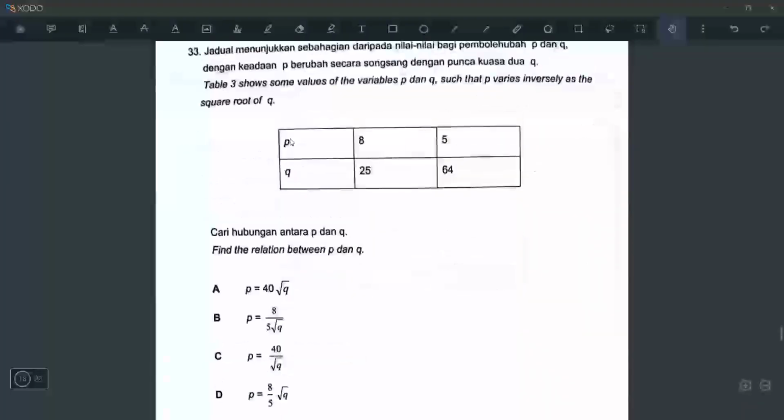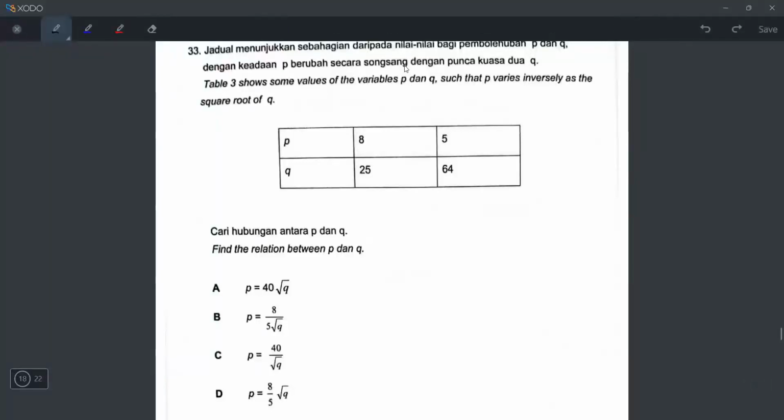Okay, let's go, 33. Table 3 shows some values of the variables P and Q. This is a variation question. So they say P varies inversely as square root of Q. So inversely means atas dengan bawah. So P, this is the variation symbol, inversely as square root of Q. So the atas dengan bawah, the square root of Q should duduk bawah.